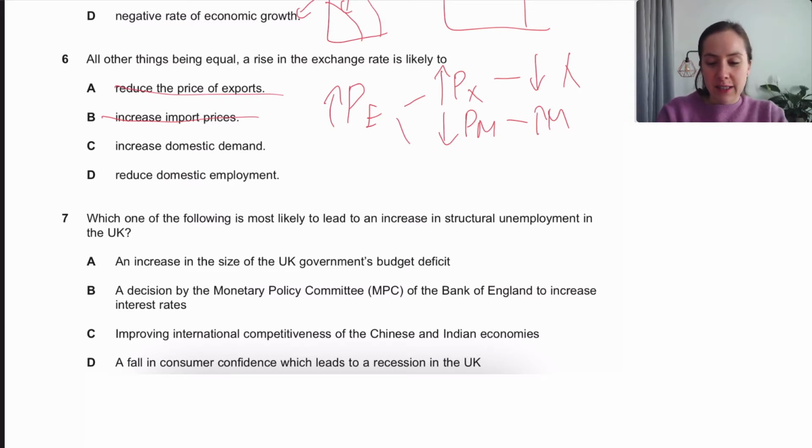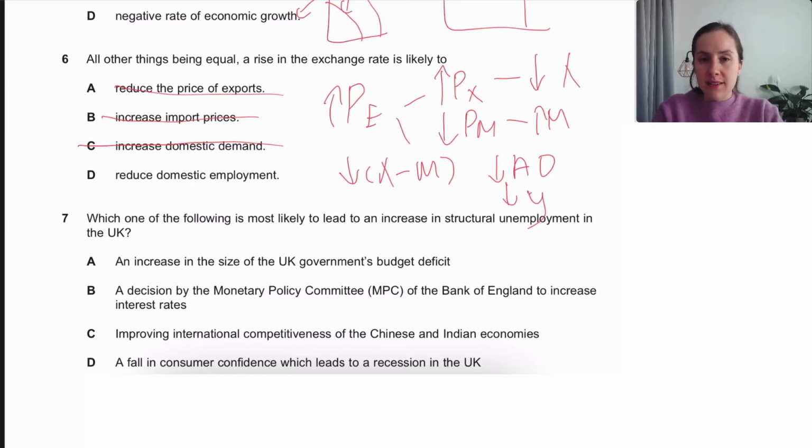Okay, so then we have to link this to something else. So X minus M falls. And if that falls, AD falls. So it's not going to increase demand. Right, if there's less demand, there's going to be less output. And with less output, there's going to be less requirement for employment.